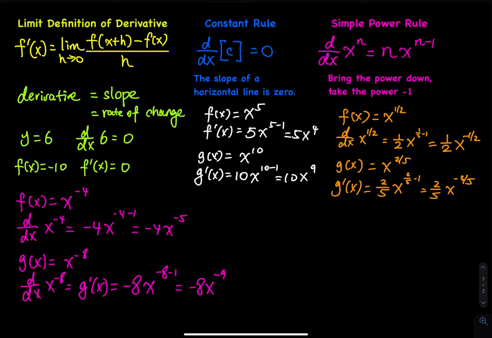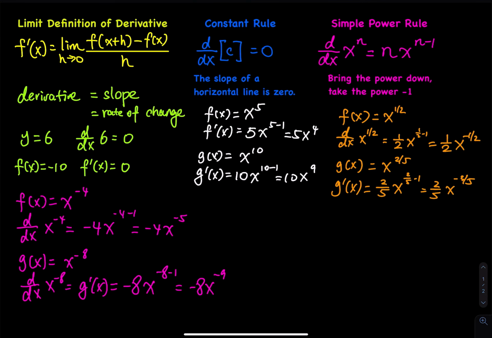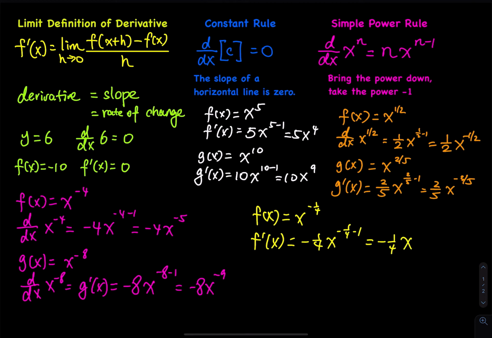How about a negative fraction? All right, switch to another color. So let's say f of x is equal to x to the negative 1 over 4. So f prime of x, you bring the negative 1 over 4 down, and then take the negative 1 over 4 minus 1. So that is negative 1 over 4 x to the negative 5 over 4, right? Negative 5 over 4.